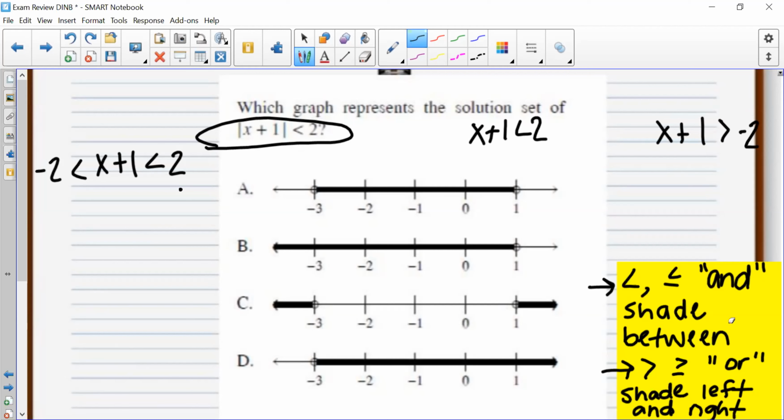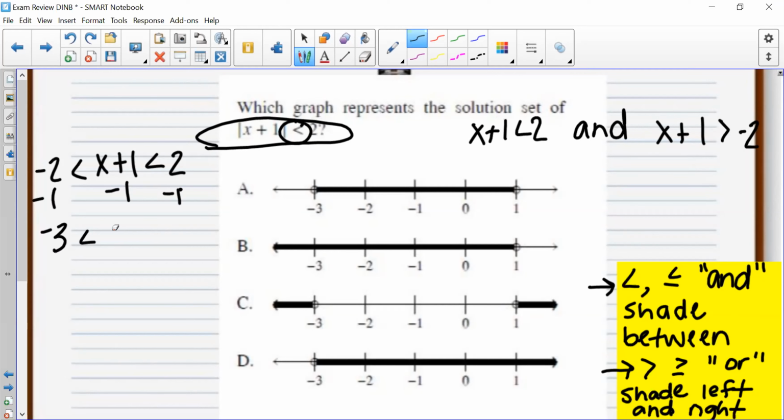If it's less than, you put the word and. So this is a less than, so we would put the word and in our solution. If this original symbol had been a greater than, we would put the word or there, and that tells us how we're going to shade. All right, so either way, when you go to solve, if you solve a compound, then whatever you do to the middle, you do to the left and the right.